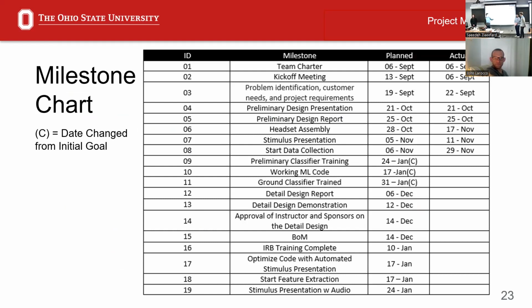The classifier training, working machine learning code, and ground classifier trained are taking longer than expected, so the date has been changed to hopefully having all that done by January. Then we also added the IRB training and optimizing the code with the automated stimulus presentation. As Cole talked about, currently it's sampling at 3,000 instead of the 500 that we need, so that's taking about 4 extra seconds. Then hopefully we start our feature extraction. The stimulus presentation with audio can hopefully be finished by about the second week of the spring semester.